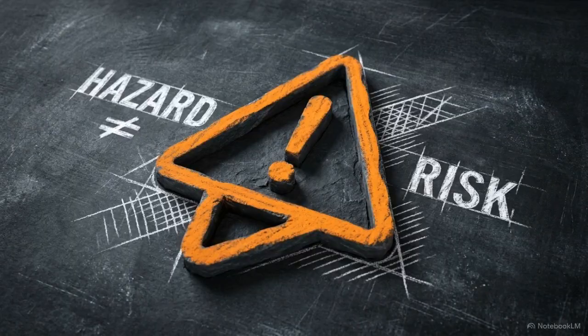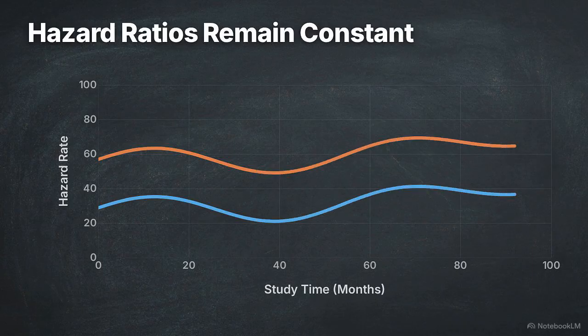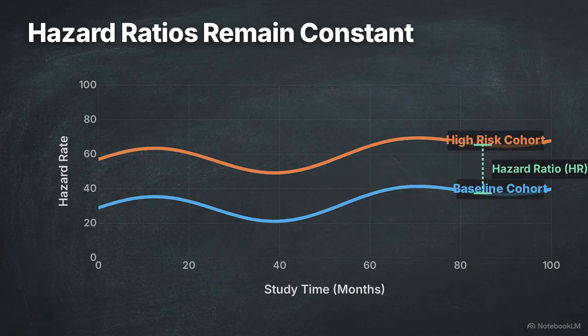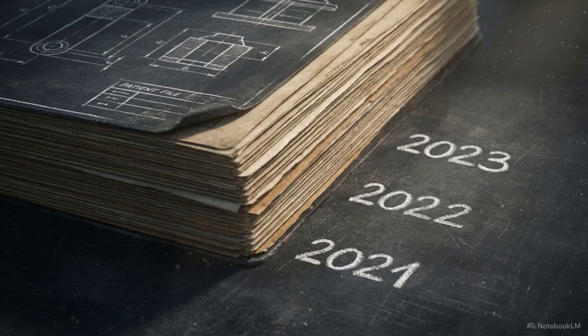It is a mistake to interpret the hazard ratio identically to relative risk. The hazard ratio represents the ratio of instantaneous risk rates and assumes these hazards remain proportional over the study period. Survival analysis respects the biological reality that time functions as an active variable of exposure.